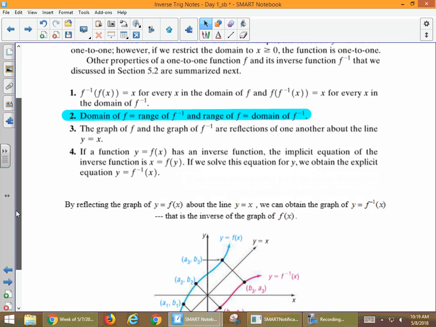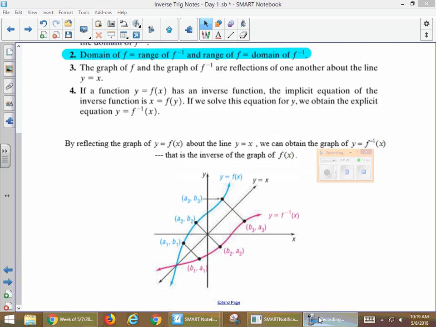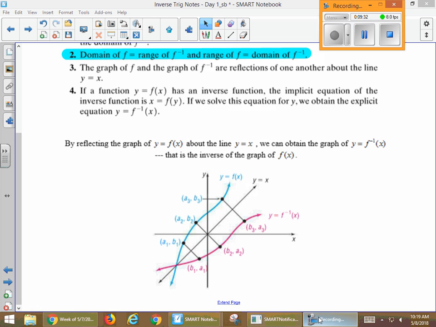Okay? Here's a little picture of a function and its inverse. And now we're going to do that same thing with sine and cosine.